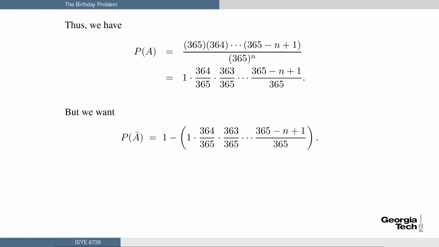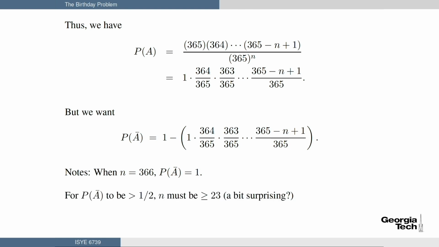Therefore, we want the complement of that event, the probability that there's a match someplace, which is 1 minus the probability of the previous mess. That's all it is. And we can calculate this out just on a calculator or Excel for different values of n. So note, when n equals 366, it's easy to show that the probability of A bar, the probability that there's at least one match, is 1. For the probability of A bar to be greater than 50%, it turns out that n must be at least 23, which is very, very surprising to me.